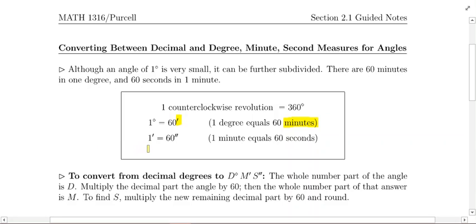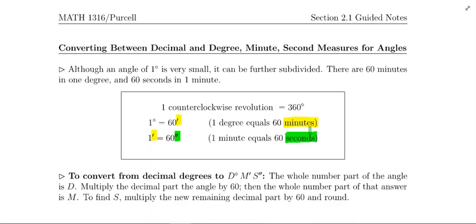In the next statement, it says that 1 minute is equal to 60 seconds. So again, that prime notation is used to denote that. Here it is saying that 1 minute, which is just a single prime, is equal to 60 double prime. The double prime notation is indicating seconds. So really this degree, minute, second measurement is just a way for further subdividing single degrees.